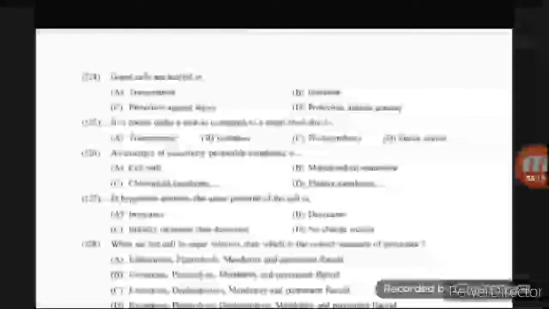If you come to the next question, question number 127, in hypertonic solution the water potential of the cell, will it increase, will it decrease, initially increase then decrease, or will no change occur? So which option for this question number 127 you have to say, and for that your time starts now.